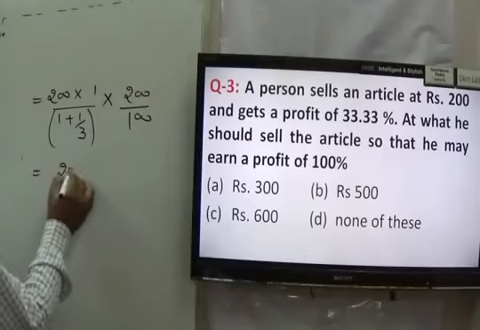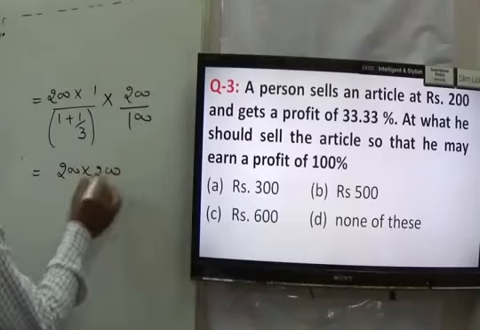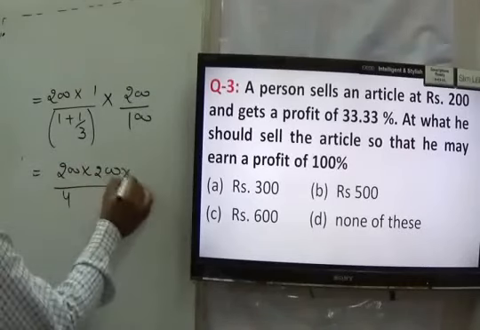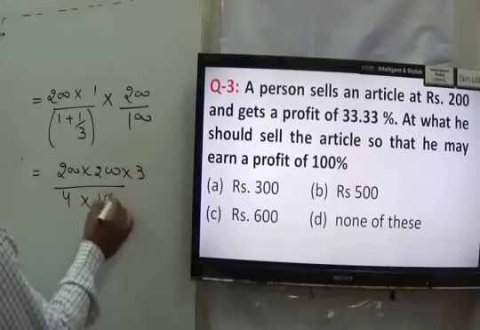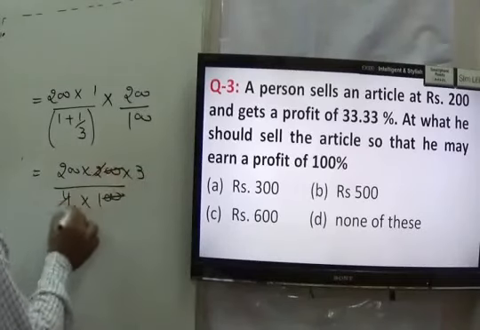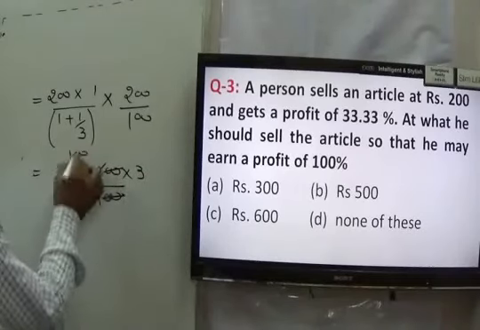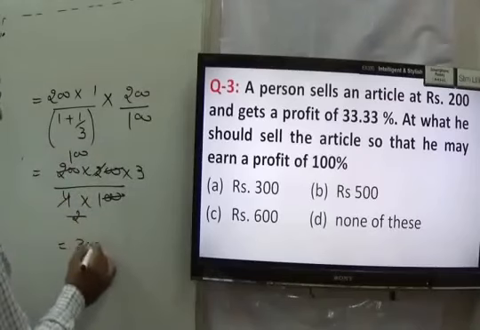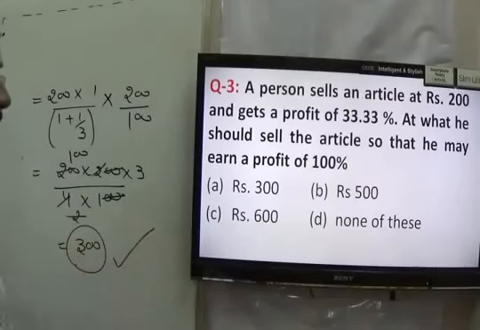This gives me 200 into 200. Here I make it as 4 upon 3 into 100, right? This will be cancelled out. 2 will go on 2, 2 will go on 100. So I can say the required selling price is rupees 300. In that case, the person gets a profit of 100%.